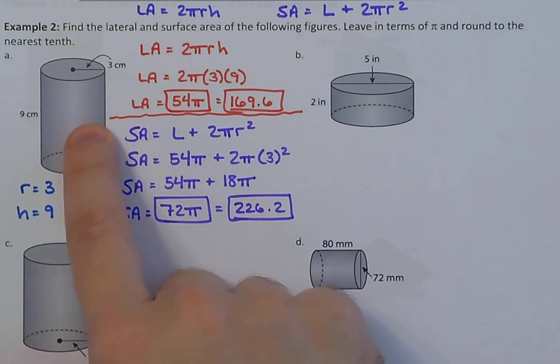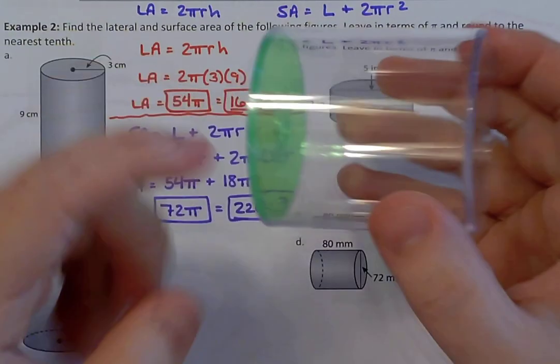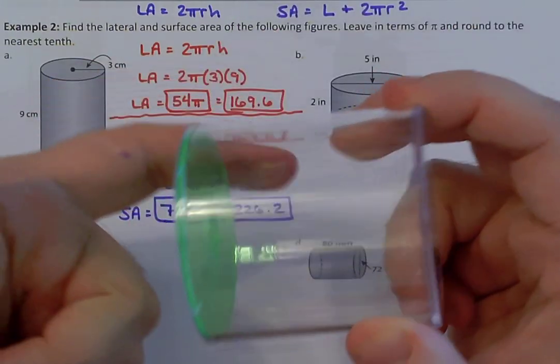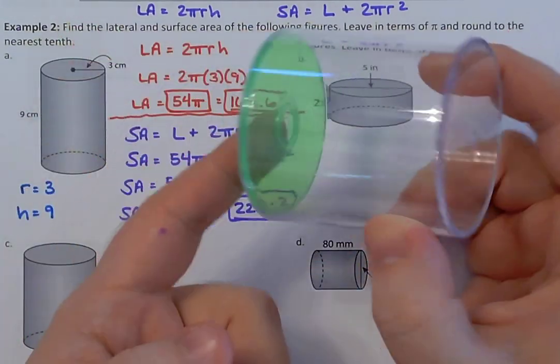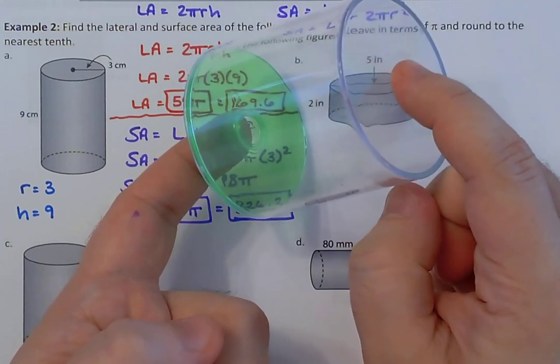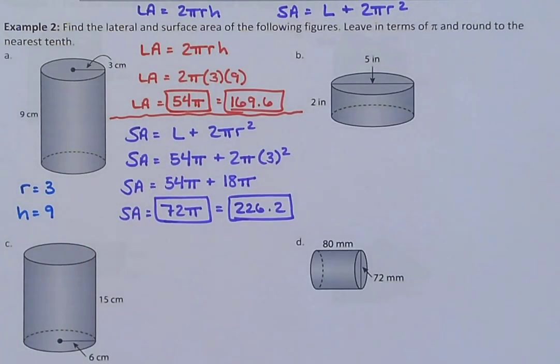So our lateral area is 54 pi, so that refers to this part right here. The surface area is that part plus the area of the two bases. And that is 72 pi, or 226.2. So that is how you go through and figure out lateral and surface area of a cylinder. Figure out your radius, figure out your height, and then you just plug everything into the formulas.